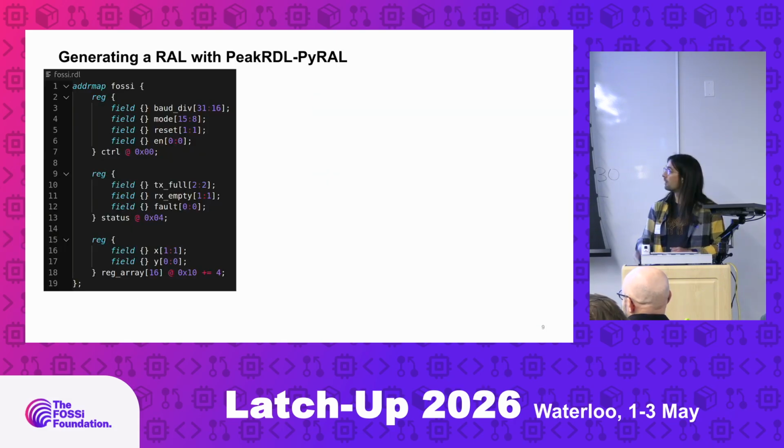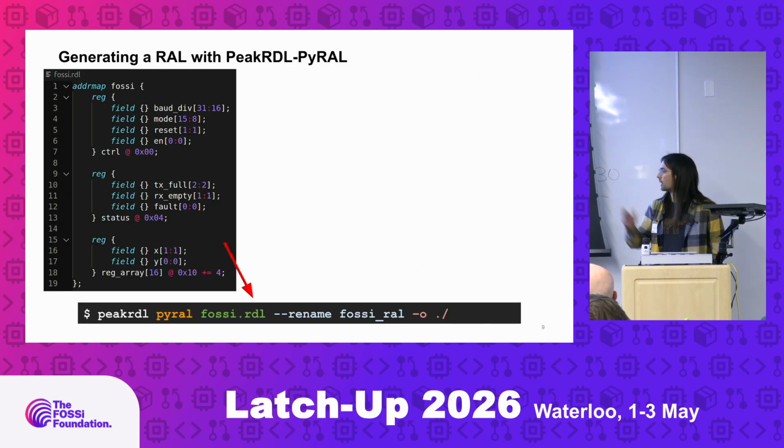First off, we're going to create a fictional FOSSI device. I have three registers here. There's a control register with a few settings. Note that on line number 4, there's that mode field that we manipulated manually before. Then a status register, and an array of registers, because sometimes that comes up in designs. Arrays are really useful for describing structured things.